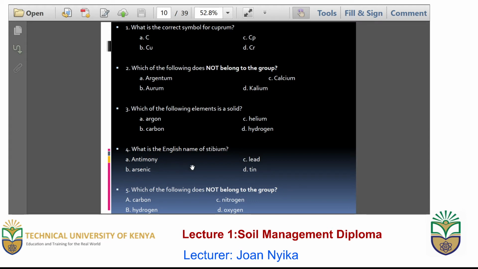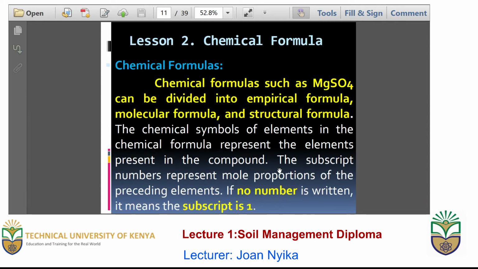Number 4, what is the English name for stibium? You can look up the meaning: stibium is the Latin name for which of the 4 elements. Which of the following does not belong to the group? Question number 5: carbon, hydrogen, nitrogen, and oxygen. You have to look at the characteristics we have talked about. Is it a gas? Is it a solid? Look at its naming. Do we use the first letter or the first two? Then you will be able to understand which of those elements does not belong to that group. This is just for your exercise.